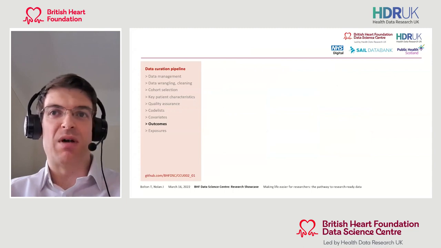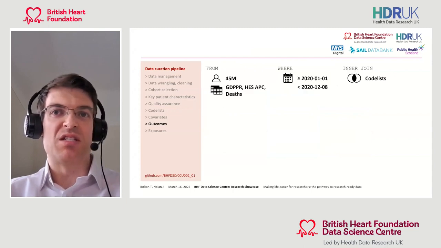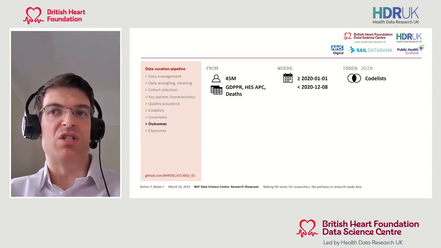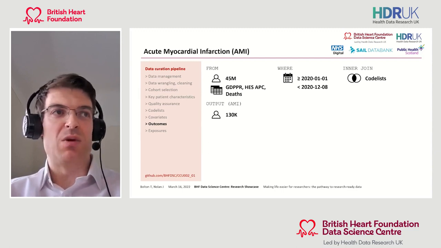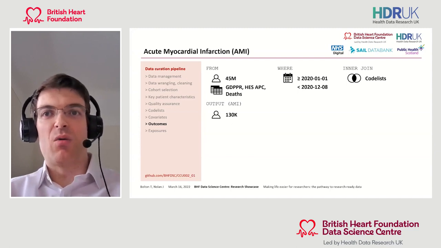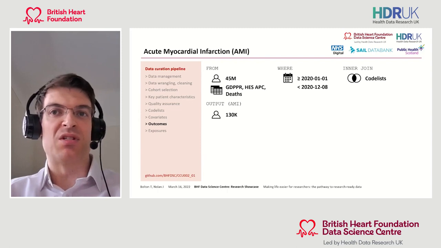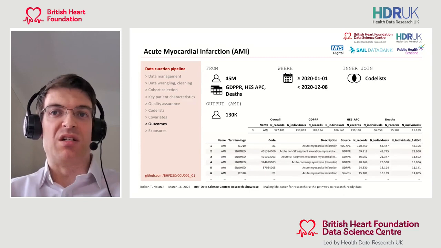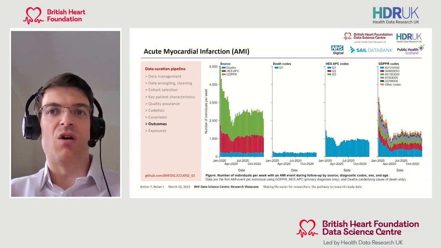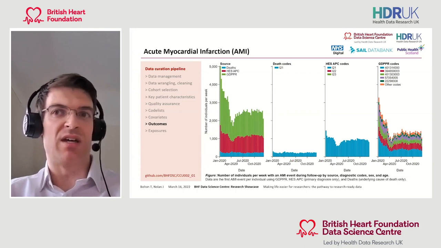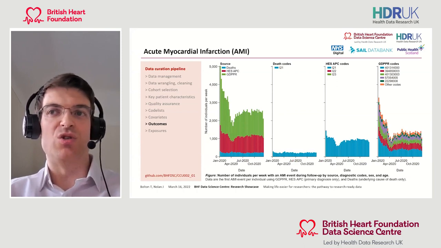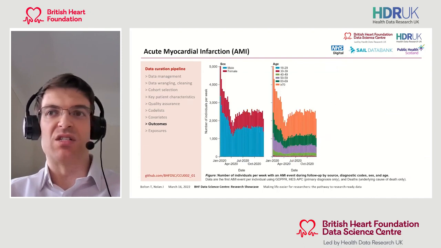We can apply exactly the same methodology to generate outcomes. This time we're also including the deaths table as the source and are looking forwards in time up to the study end date. Continuing with the AMI example, where certain covariate-only codes have now been excluded, we find 130,000 individuals with an event in the follow-up period. And we've generated the data source and code summaries automatically, and the distributions over time, looking at the number of individuals per week here by data source, codes within these, and patient characteristics.